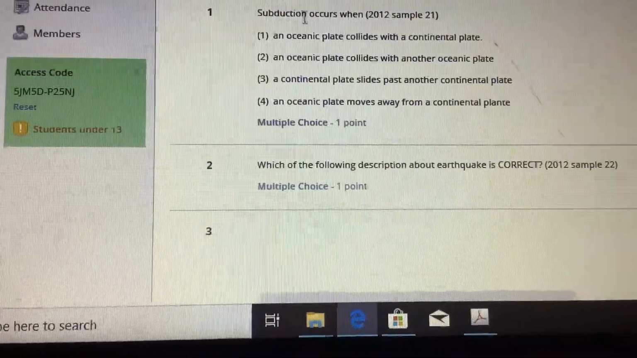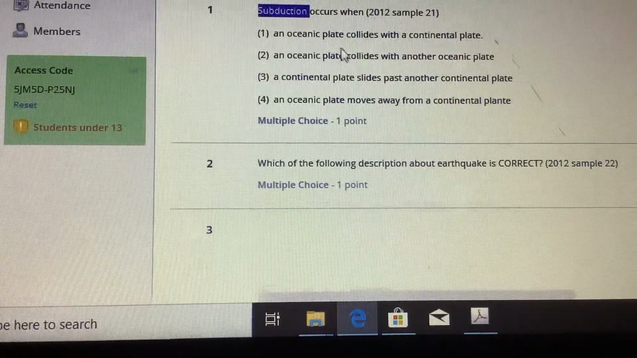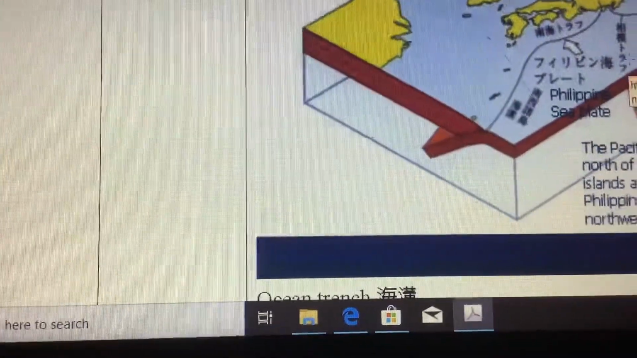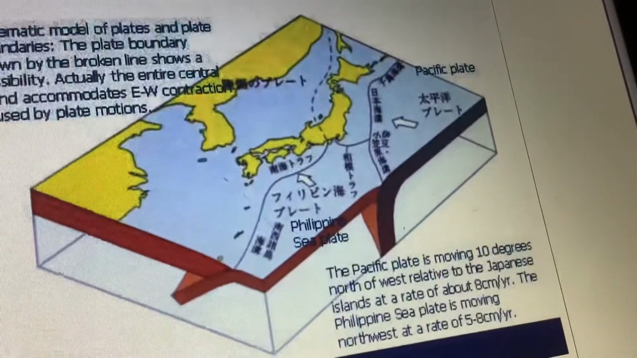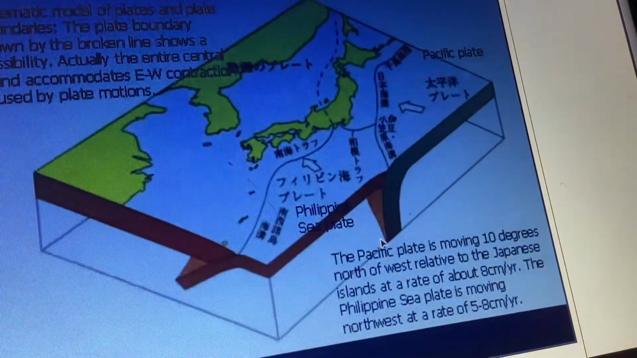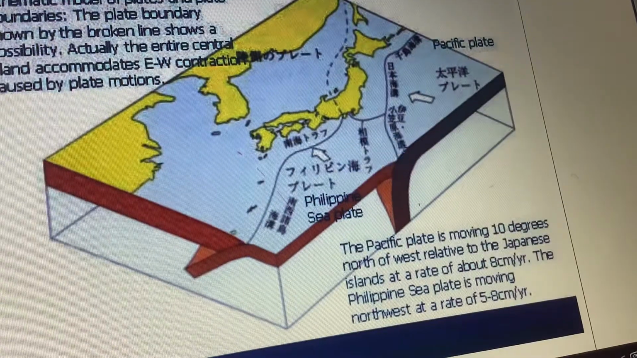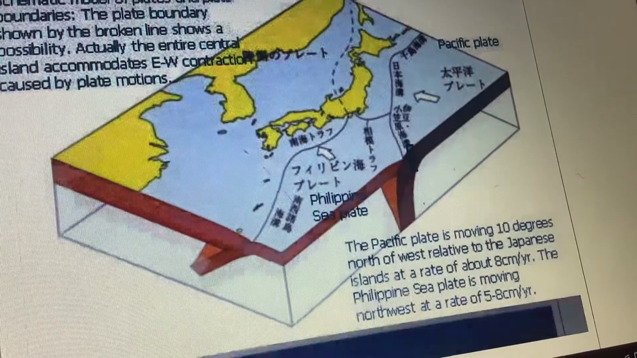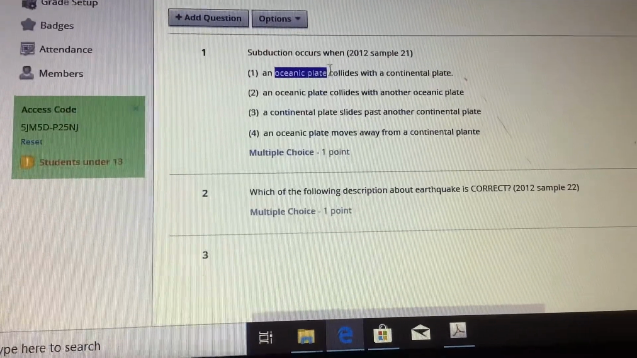Let's start with number one: subduction occurs when an oceanic plate. When it is talking about subduction, it should be the oceanic plate. You can see my mouse right here. This one should be the subduction, which is mostly about the Pacific plate, which is the oceanic plate. So if it is about the oceanic plate, it is right.